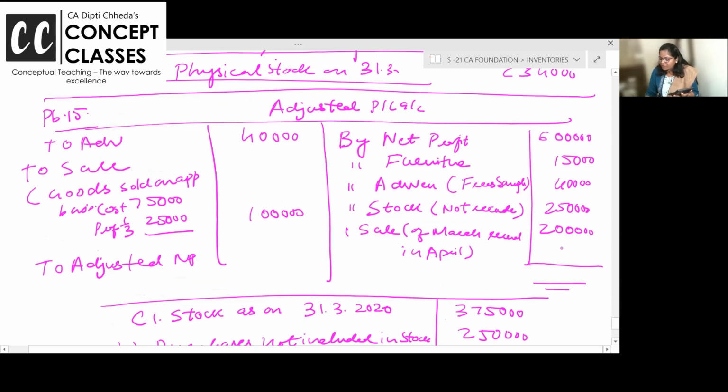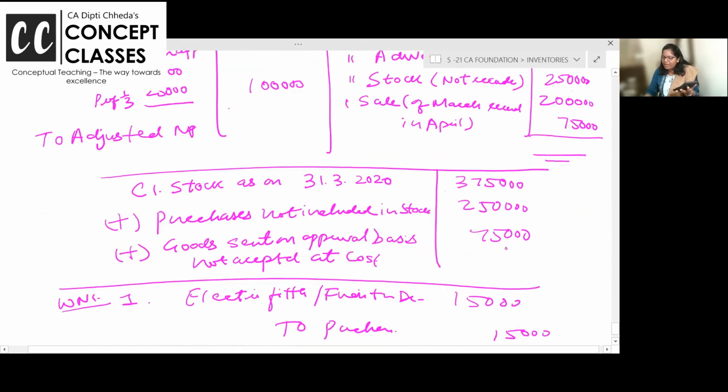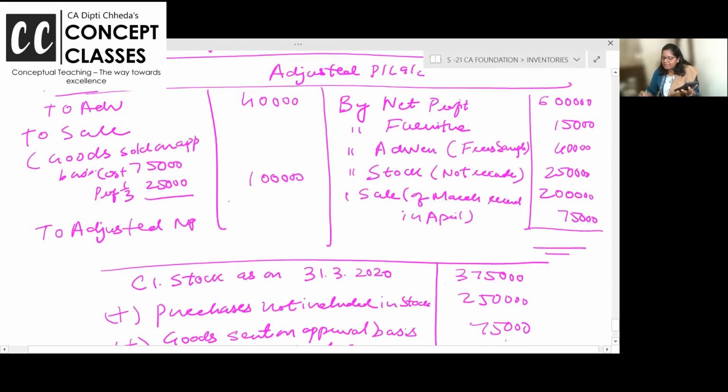Yeah, one more effect, sorry. 75,000 stock will increase, no? 1 lakh sale you have reversed, but now it will come in the stock. We have added in the stock, so we have to add it in the profit. We added in the stock, we added it in the profit. Cost of goods sold on approval basis.